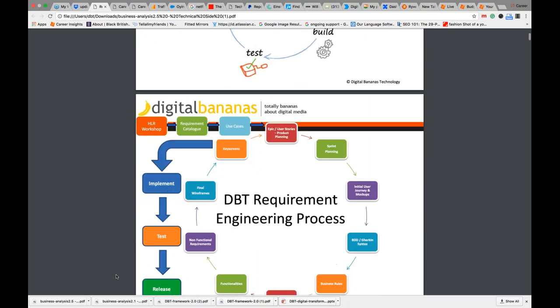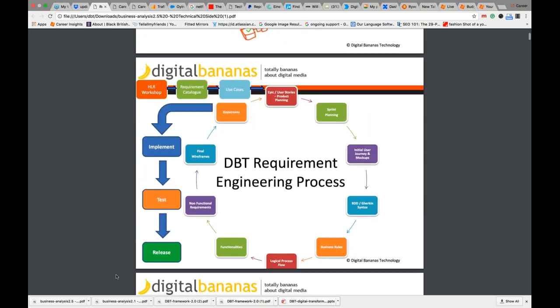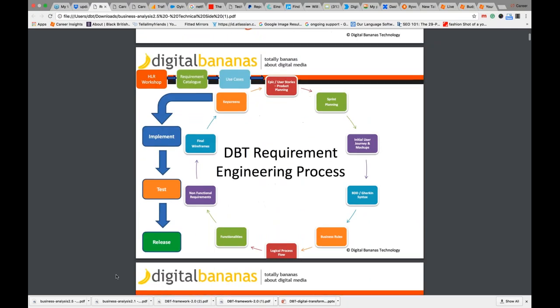So in our company, this is our own process. You see, this is the textbook definition. This is the company definition. So in our company, we will have a high-level requirement workshop where we will gather requirements from the clients. But in our company, we use data now. We will now create a catalog of requirements. We don't even do use cases anymore. We go straight to user stories and Gherkin syntax, okay? Because we're now working within an agile environment.